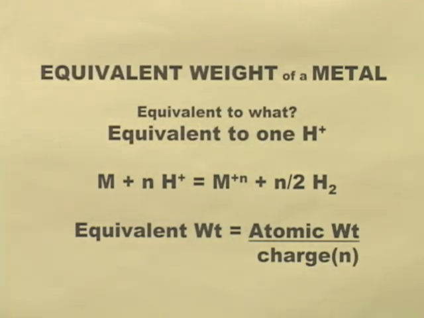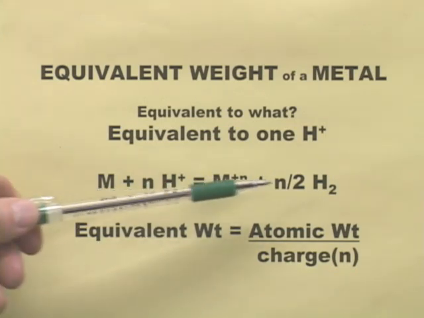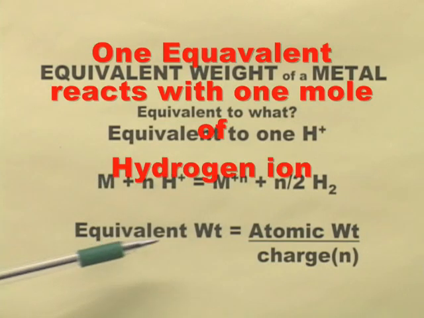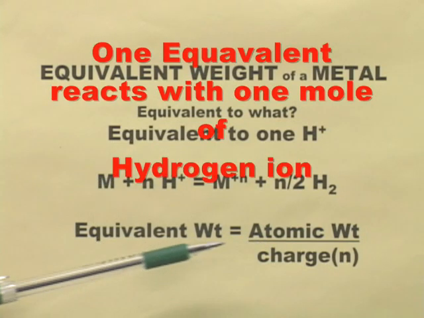Now, metals with electrode potentials more negative than hydrogen will react with acids, that is the hydrogen ion, to produce the metal ion plus hydrogen gas. The equivalent weight of the metal then is the mass of the metal which will react with 1 mole of hydrogen ion. Now, the relationship of equivalent weight with atomic weight is fairly simple.